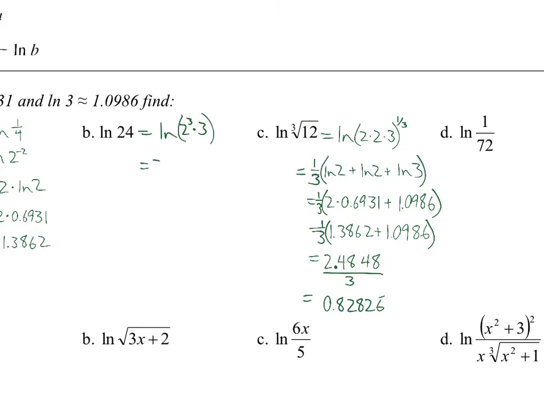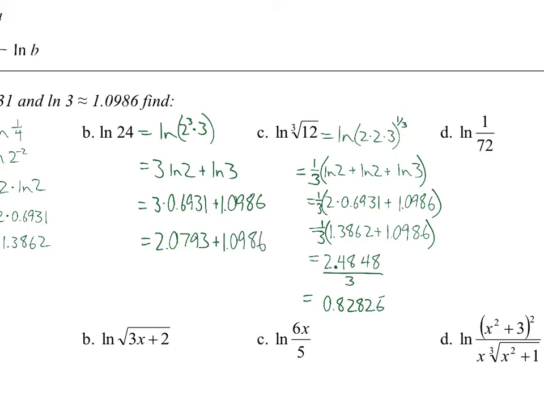Okay, so we could have 3 ln of 2's plus an ln of 3, and that would give us our answer. 3 times 0.6931 plus 1.0986. Okay, so we have 2.0793. Okay, and then you add them together. So 3.1779. And if I add wrong somewhere in there, sorry, but you guys get the idea.